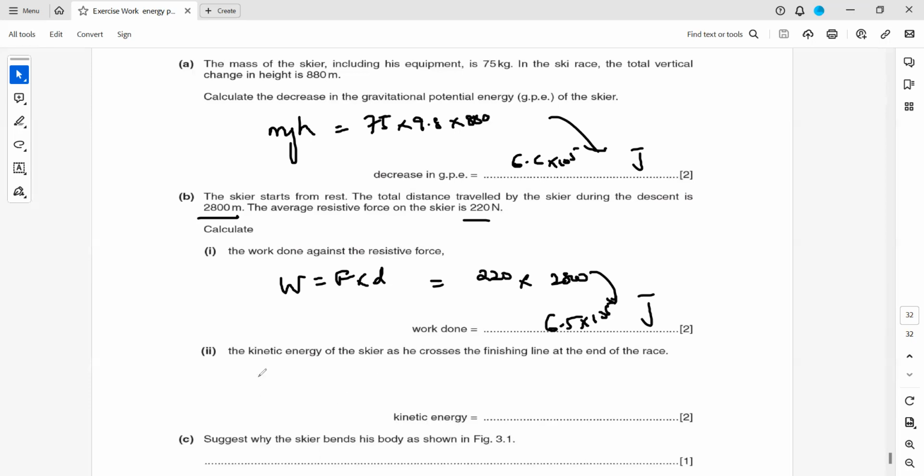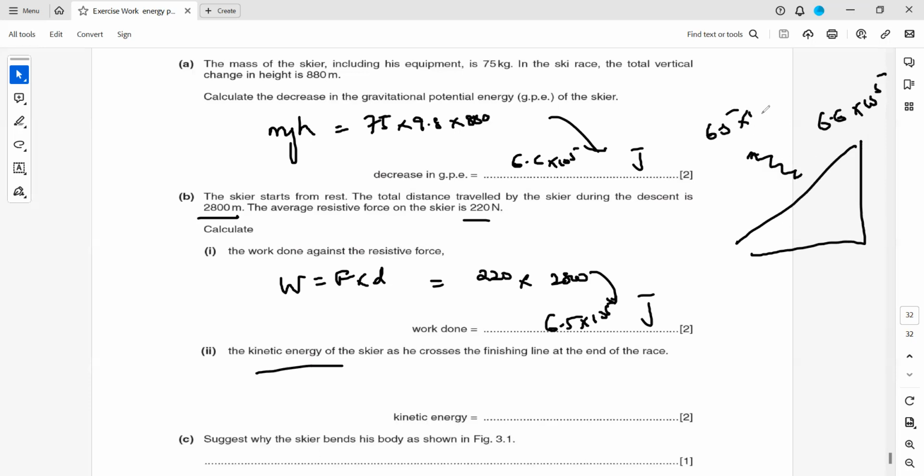Now, we need the kinetic energy. What will happen? He has a potential energy of 6.6 times 10 to the power 5. He lost 6.5 times 10 to the power 5 joules because of the friction. What will the kinetic energy be at the bottom? So we'll just subtract the two numbers and take the difference. The gravitational potential energy minus the work done gives us the kinetic energy.